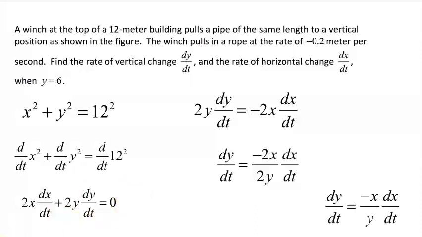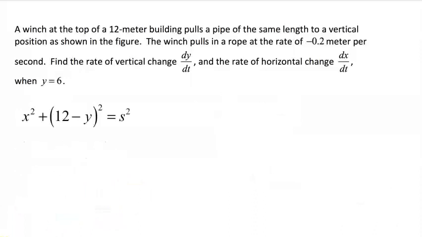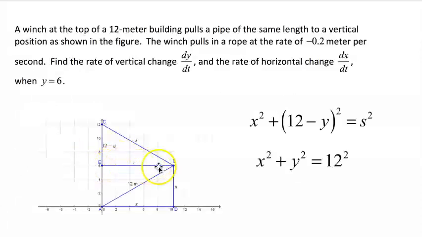So that was built from one of our triangles. Now the other triangle we have is this one: x squared plus (12 minus y) squared is s squared. Again, x squared here, 12 minus y there, s there, so x squared plus (12 minus y) squared is s squared for that second triangle.